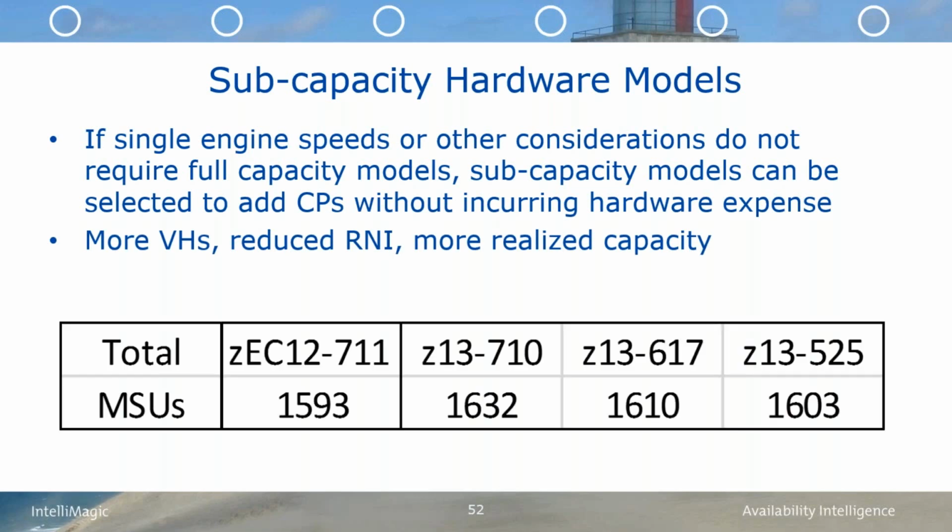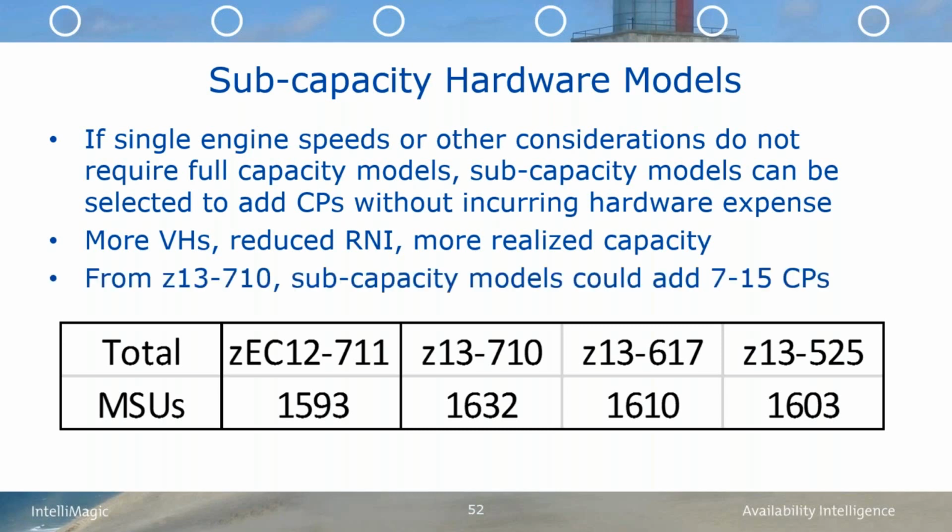This chart shows various z13 models that have similar MSU capacity ratings as a z14 711. So opting for subcapacity models in this example would result in 7 to 15 more physical CPs than the full capacity 710, significantly increasing the available processor cache and workload executing on vertical highs, and likely then realizing more capacity from the subcapacity models, even though the rated capacities were very similar to the z13 710.